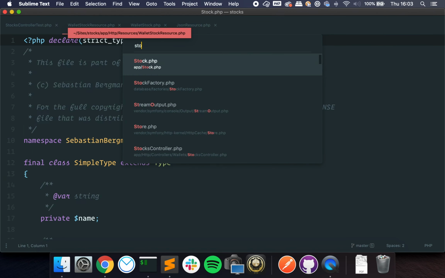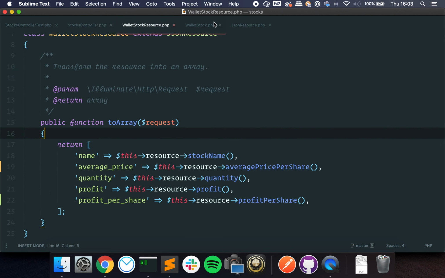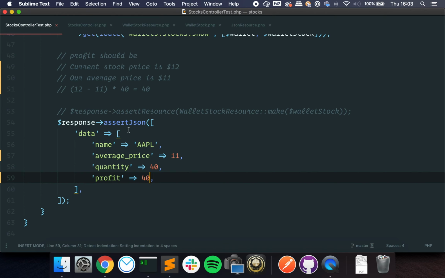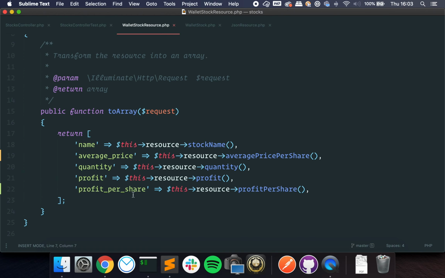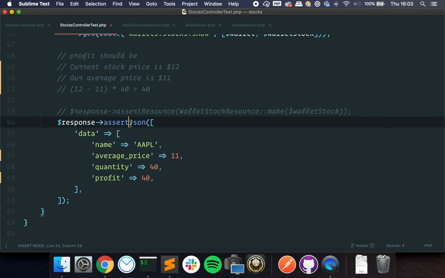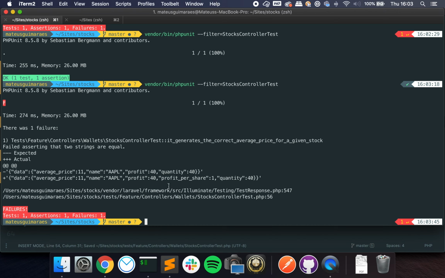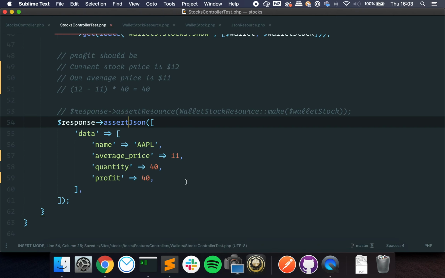first of all, if we go to the stocks controller, by the way, one thing, you might see that we are not asserting for the profit per share with the test that passes. If we want to do an exact match, you can say assert exact JSON, and then it's going to fail because it does not have the profit per share. Okay, so we want to use this notation. I'm going to show you guys how to do it and how to assert that it is the exact JSON.